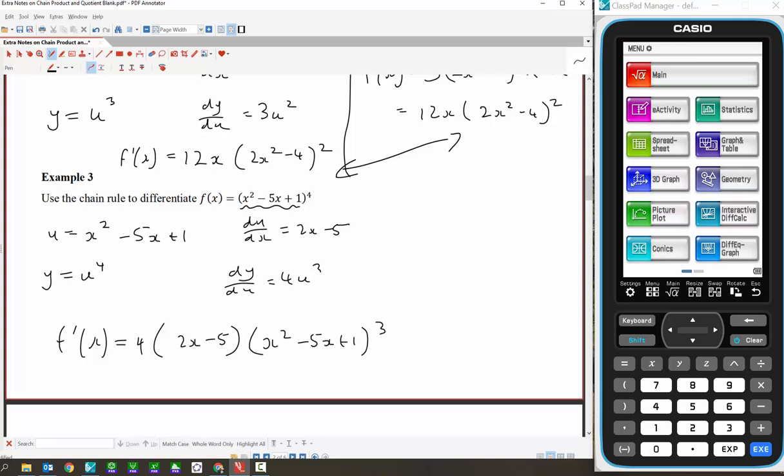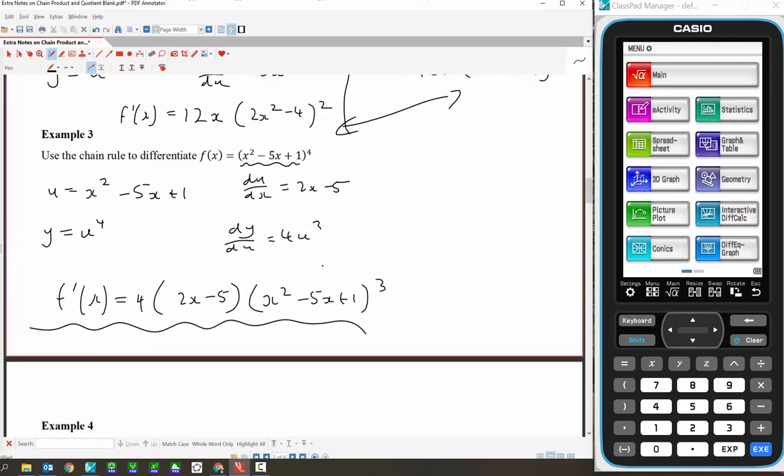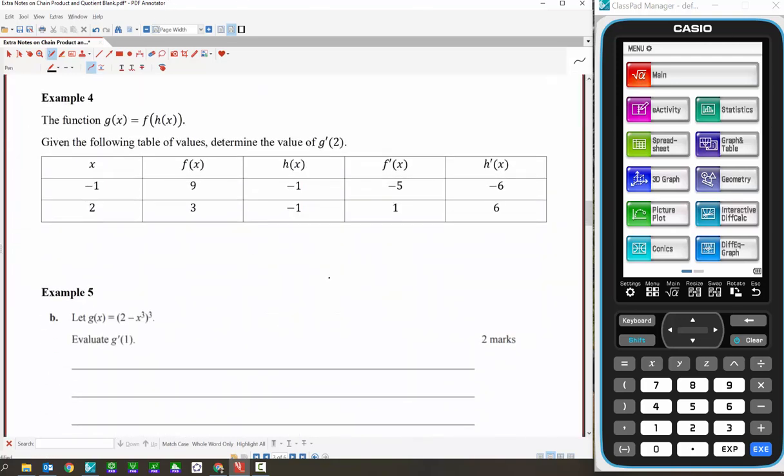and we've got it. Now you might think, do we expand that? Not really. Do I raise that to the power of 3? No, that is a good enough derivative for us. Right, so a pretty common problem here to see. The function g of x equals f of h of x. They've given us this random table of values here, and they've said here, determine the value of g dash 2. So that means I need to get the derivative of this function here.